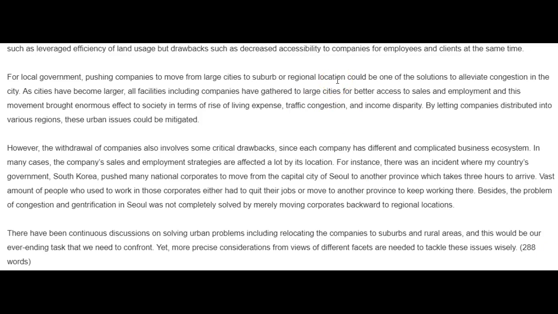As cities have become larger, all facilities, including companies, have gathered to large cities for better access to sales and employment, and this movement has brought enormous effect to society in terms of rise of living expense, traffic congestion, and income disparity. By letting companies distributed into various regions, these urban issues could be mitigated. All right, there's some problems.